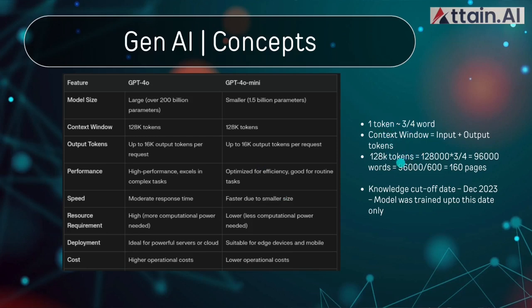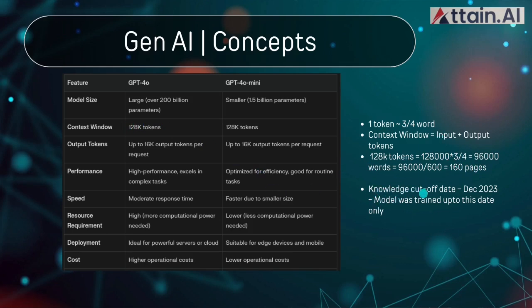As an example, 128K tokens, if you calculate it, is almost 160 pages, which is quite a long book. Actually, this is almost a whole book. So 128K tokens is a lot of text that can be input and output. Keep that in mind.